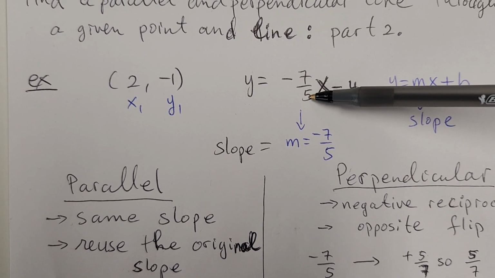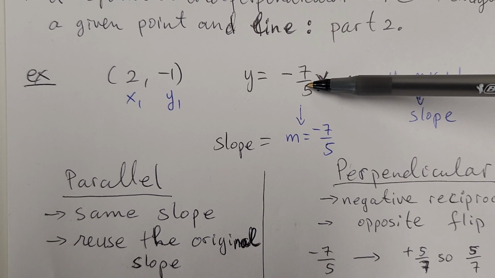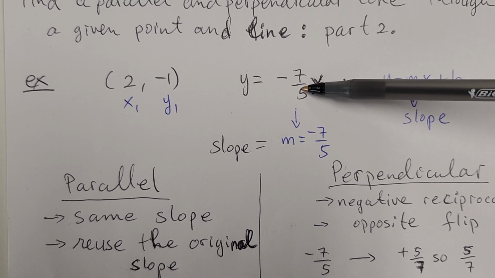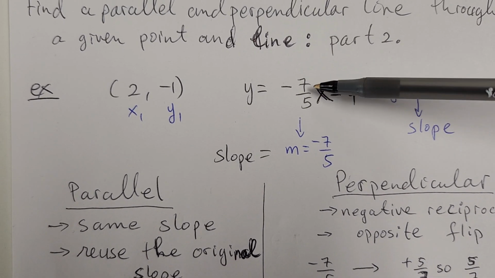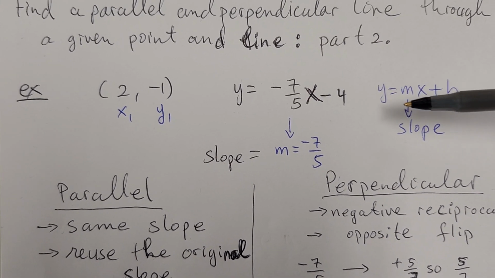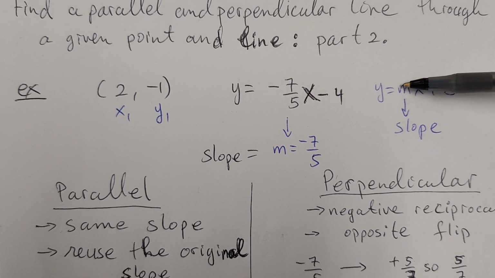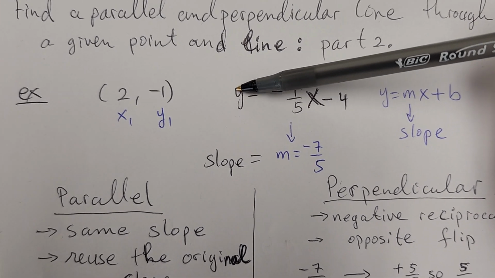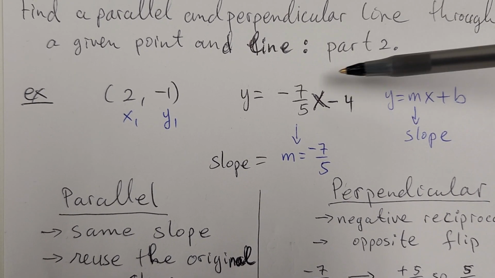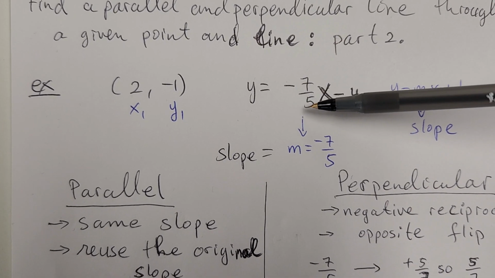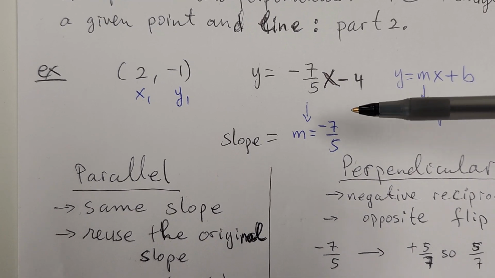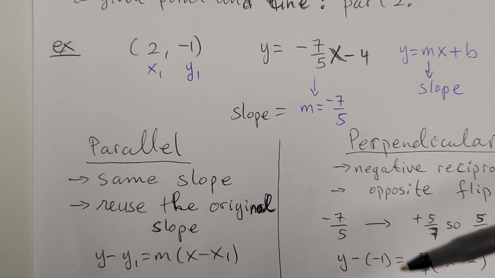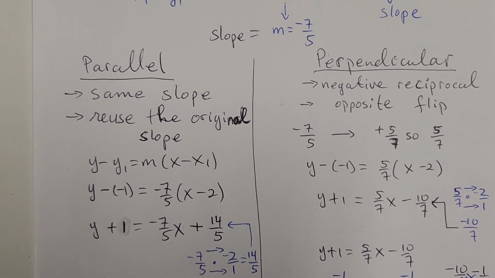This is my slope. Okay, now use this slope to find the parallel and perpendicular line. One more time. If the given line is in this format, y = mx + b, then the number next to x will be my slope. Okay, now use this slope to find the parallel and perpendicular line.